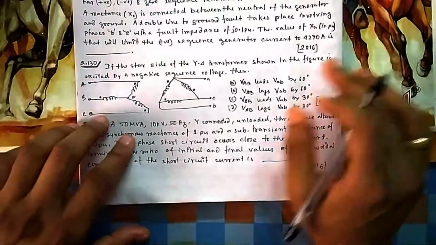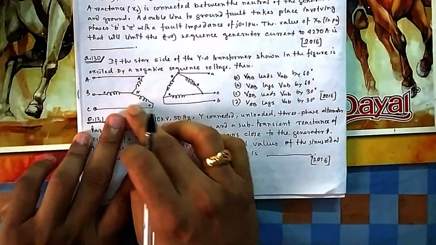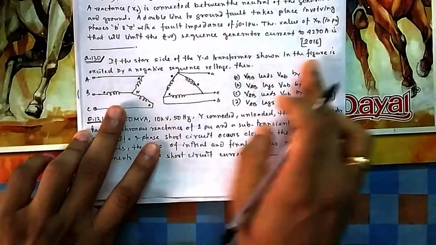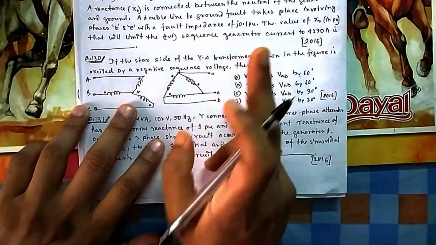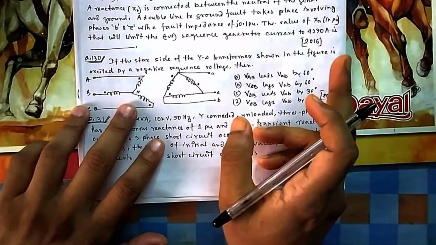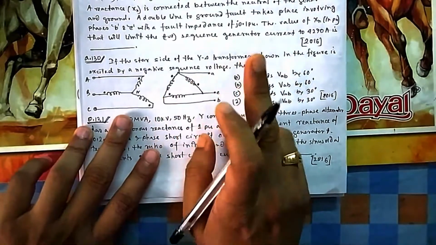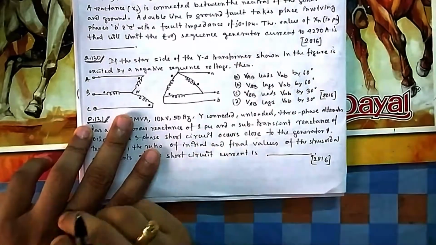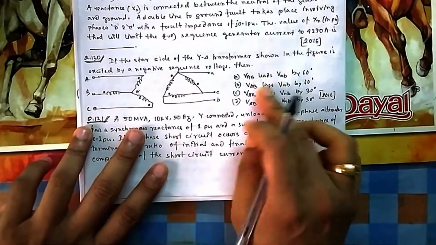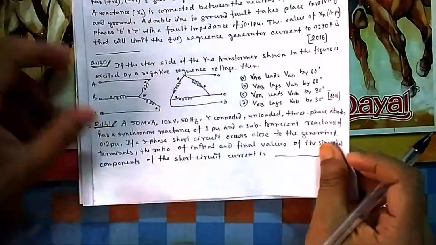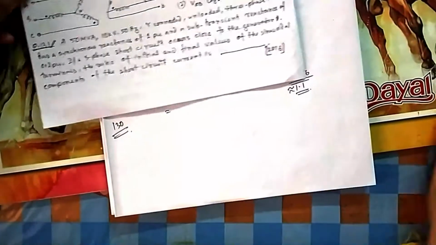The star side of a star-delta transformer is shown in the figure. If it is excited by negative sequence voltage, you have to be careful. Negative sequence voltage, that is BAC; normally positive sequence is ABC. So negative sequence will be ACB. If we move around this path, and this is okay. Now you have to see the relation between these two. Now this type of thing you have to be very careful about.